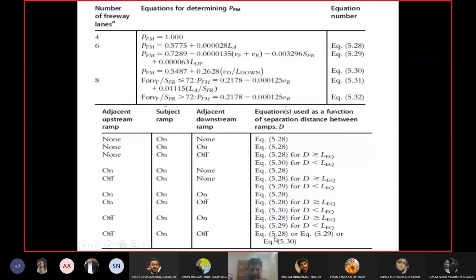last factor. That you have an upstream off ramp and you have a downstream off ramp as well. So they are saying you can use any of the 3 equations. So in that case, you will have 3 values, right? You can calculate from all 3 values and will take the higher PFM. If you are in this condition, then you can take the higher PFM.